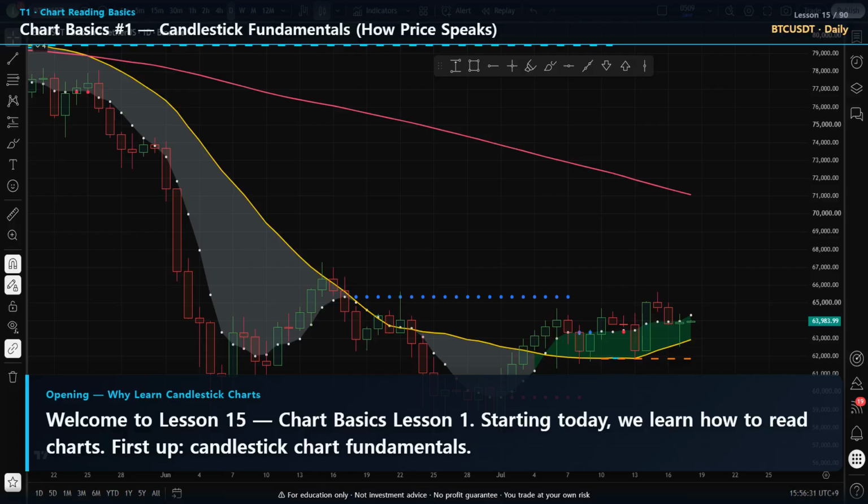Welcome to Lesson 15, Chart Basics Lesson 1. Starting today, we learn how to read charts. First up, Candlestick Chart Fundamentals.